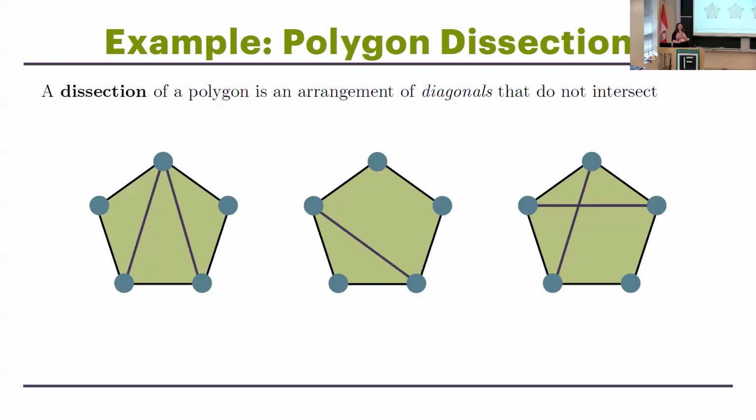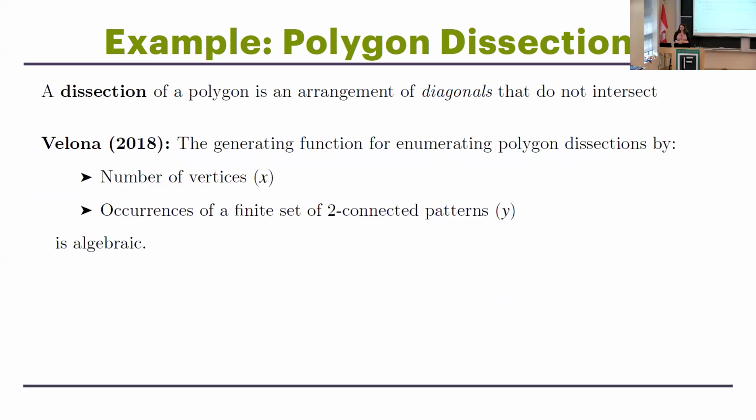So let's do an example of this where Safonov might be able to be used. And this is polygon dissections. A dissection of a polygon is an arrangement of diagonals, not the same diagonals that I talked about earlier, that do not intersect. So here, these are two diagonals, they don't intersect. With one diagonal, this one intersects, so it's no good. But the other two are fine diagonals.